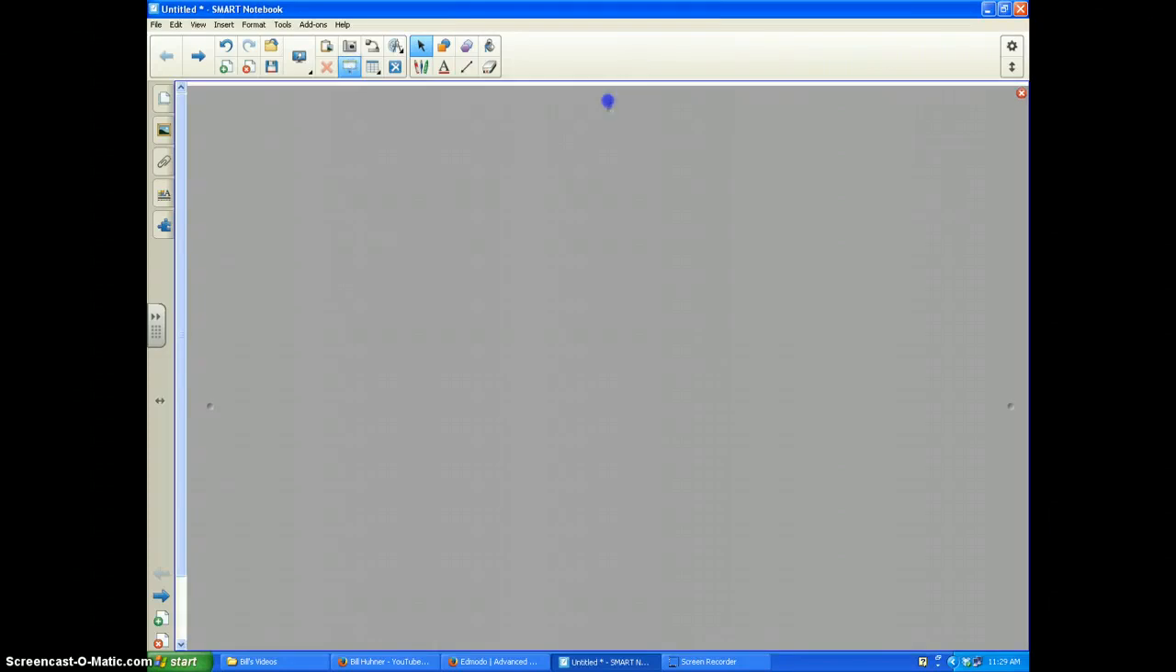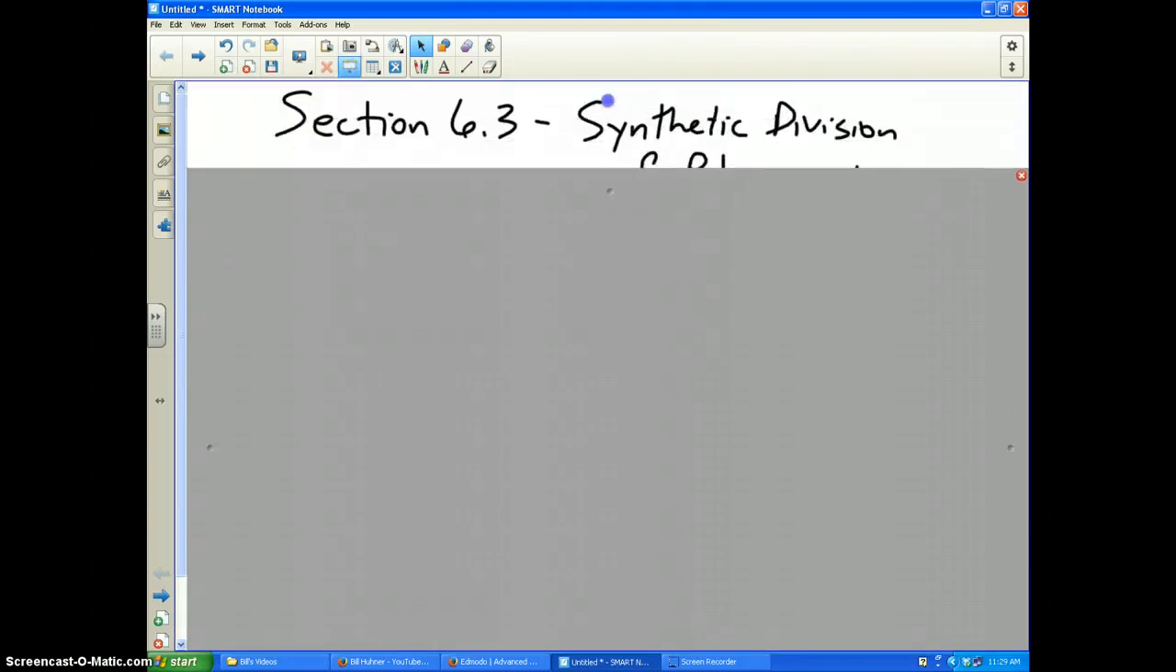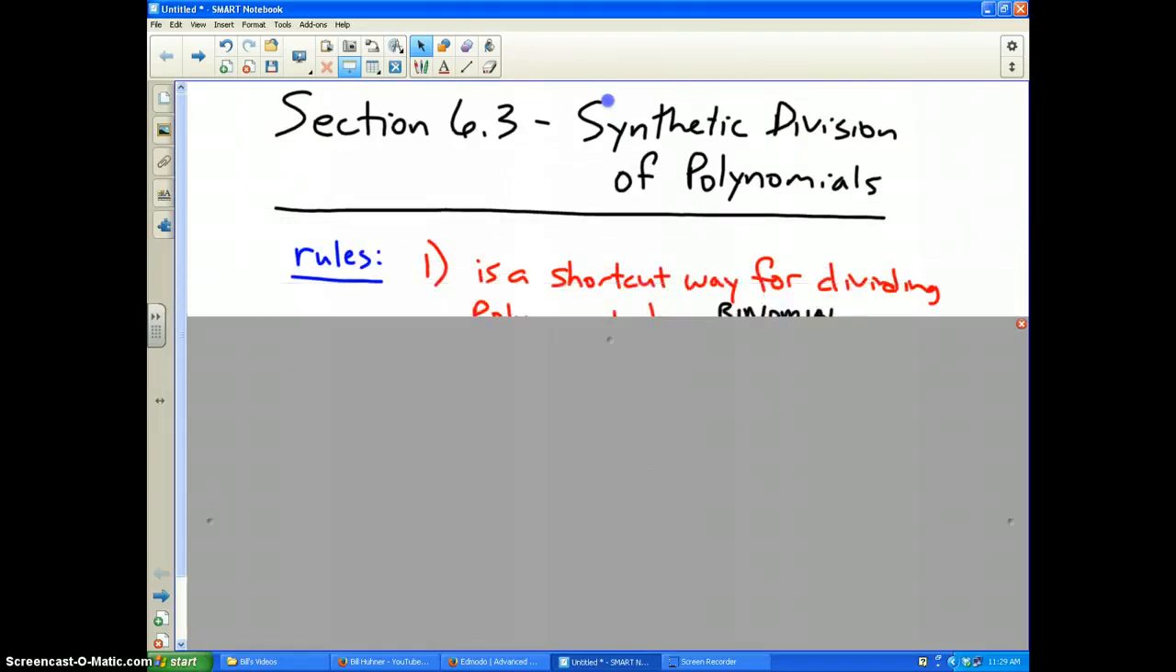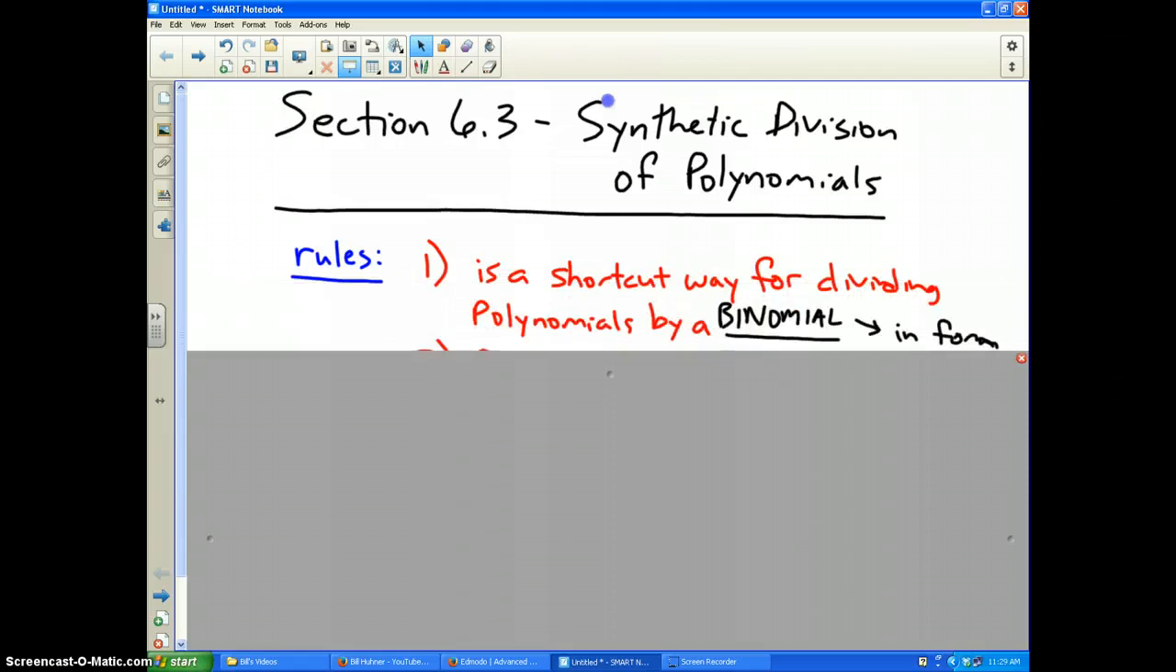All right, in section 6.3, we're going to talk about something called synthetic division of polynomials. This is a shortcut way for what I showed you in class for dividing polynomials by a binomial. I believe synthetic division will be easier than what we were doing with long division, but if you've got questions and you don't understand this video, please ask me during class.